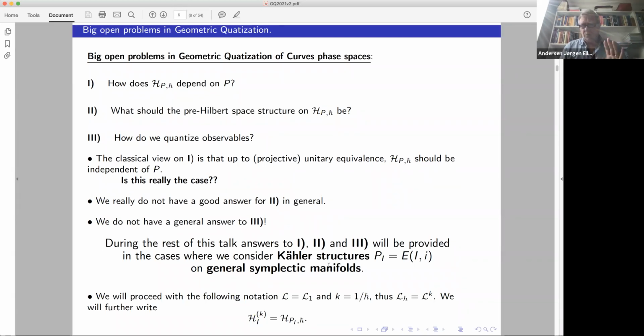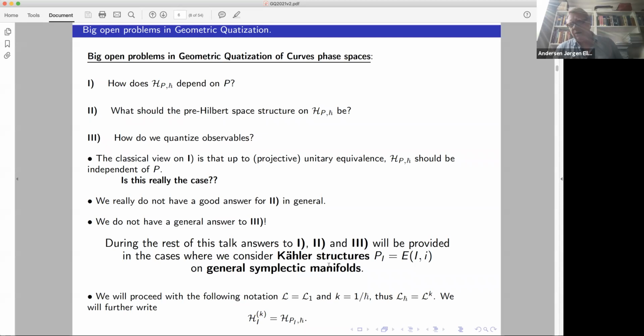Now, not all symplectic manifolds admit Kähler structures. Thurston was the first to show us examples of those, say compact symplectic manifolds that don't have any Kähler structures. But I will assume that the symplectic manifold we have has Kähler structures, and then I will give you answers to these 3. I actually think that the theory also works for general symplectic manifolds that don't have Kähler structures, and you should work with almost complex structures instead. But again, I will leave that for another talk.